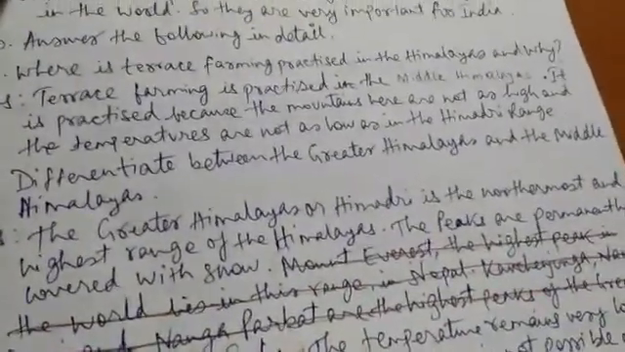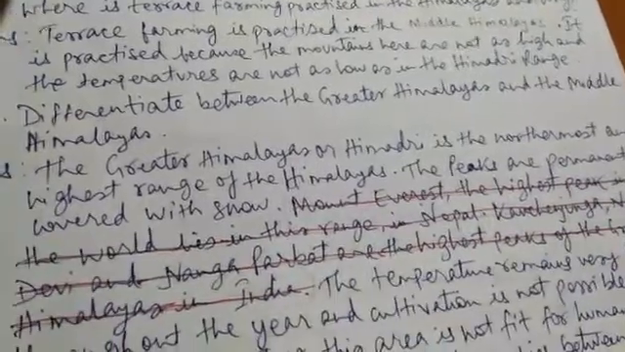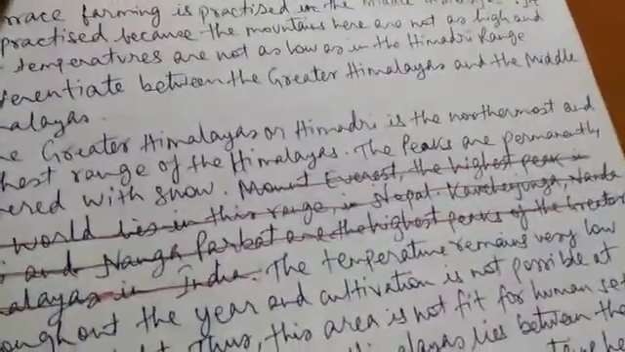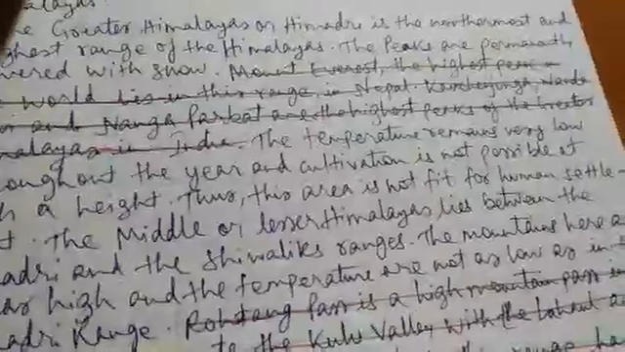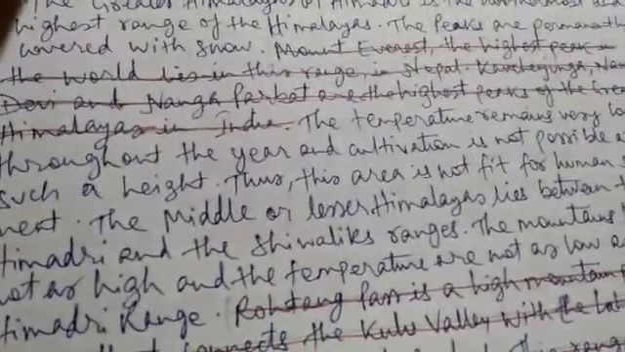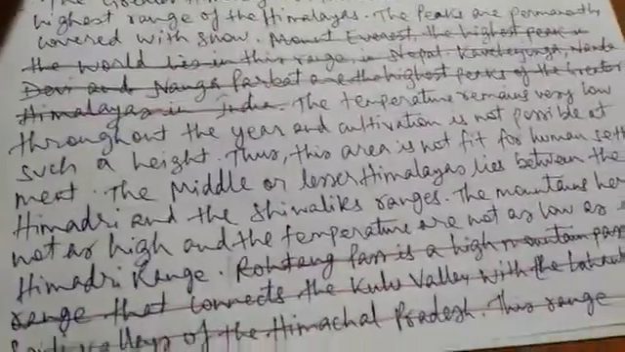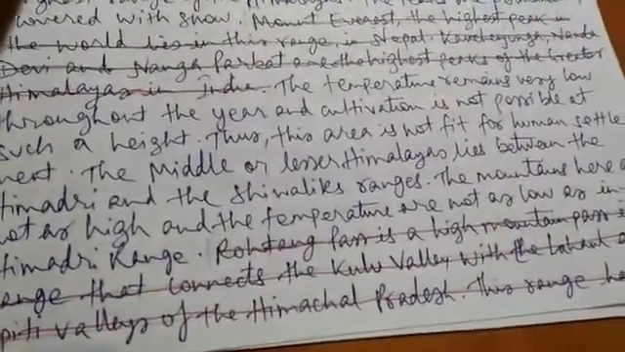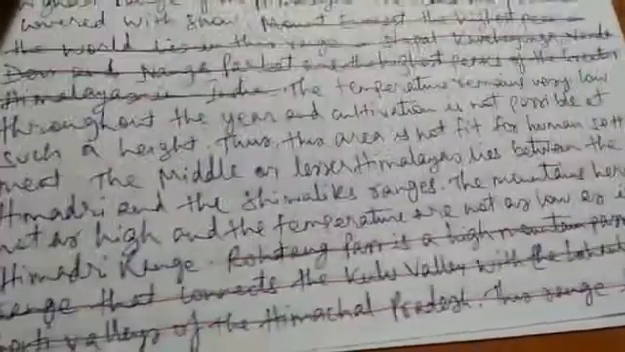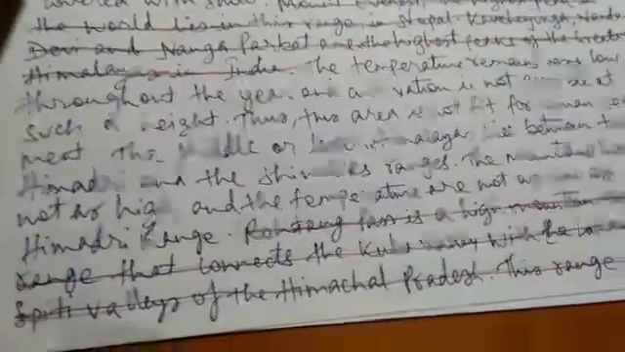Question 2. Differentiate between the Greater Himalayas and Middle Himalayas. So the answer is the Greater Himalayas or Himadri is the northernmost and highest range of the Himalayas. The peaks are permanently covered with snow. The temperature remains very low throughout the year and cultivation is not possible at such a height. Thus, this area is not fit for human settlement. The Middle or Lesser Himalayas lies between the Himadri and the Shivalik ranges. The mountains here are not as high and the temperatures are not as low as in the Himadri range.